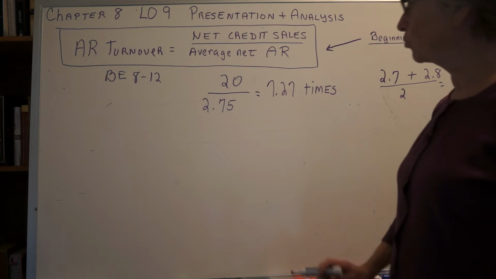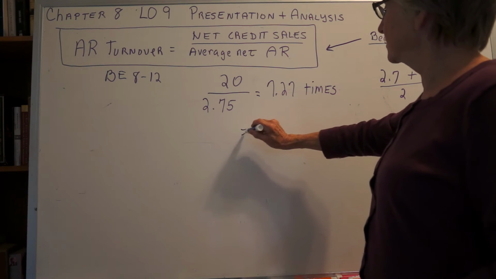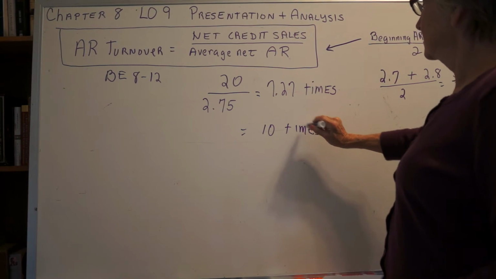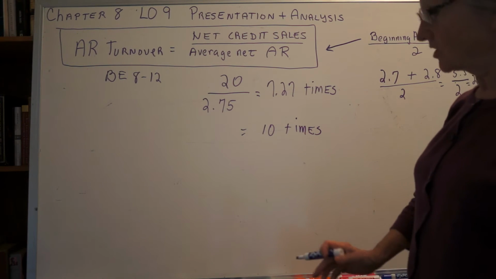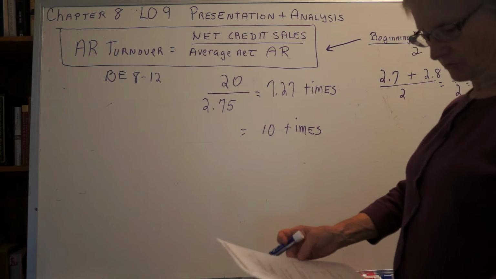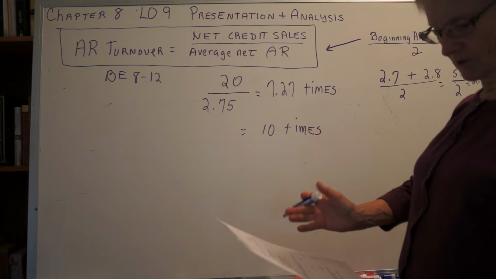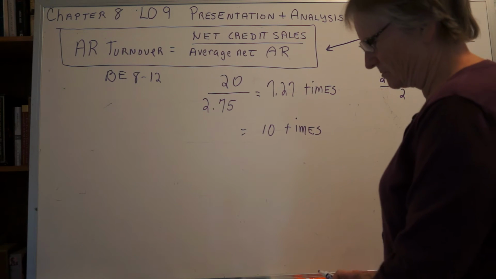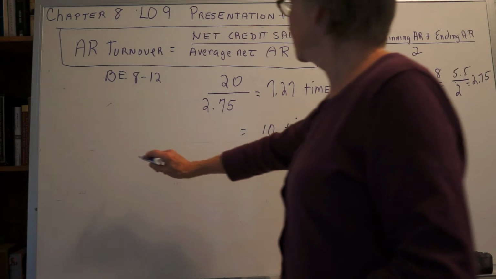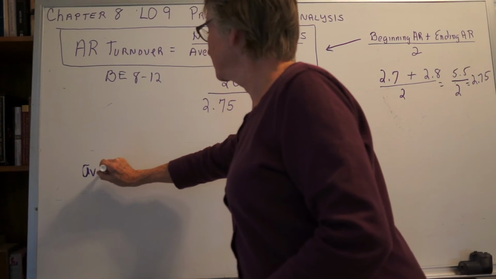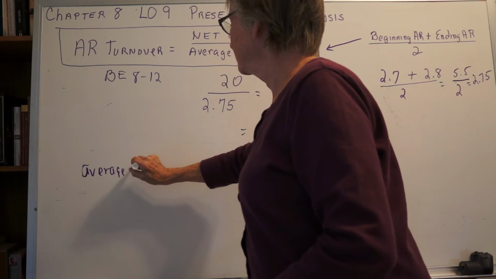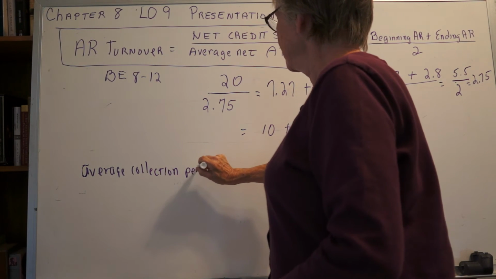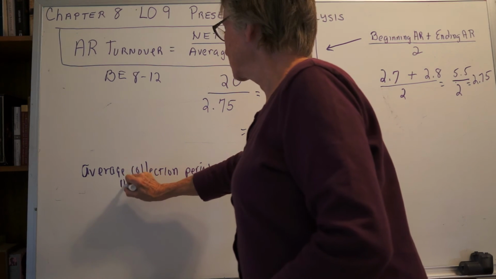Okay. Would that be better? Say we had done it and we came out with 10 times. Which one would you rather have? Which would be better? To help answer that, sometimes it's helpful to compute the collection period in days. That can help to make it easier to see. So what we would be computing here is the average collection period in days.